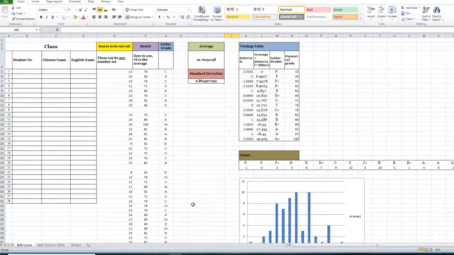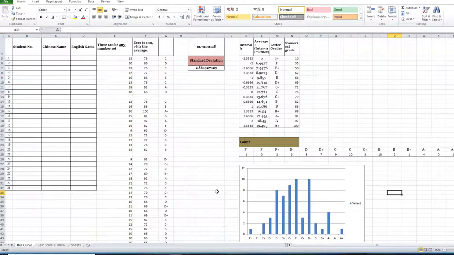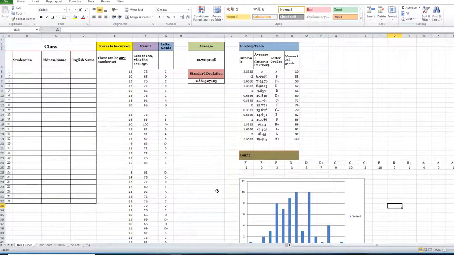So, again, brutal but honest. Most students get a C. A lot of students got a D. Very, very few A's. Very, very few F's. That's the way that we like it.